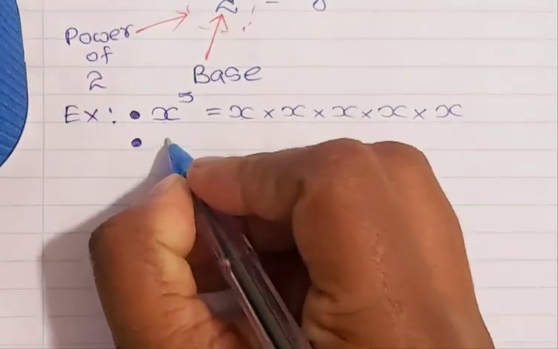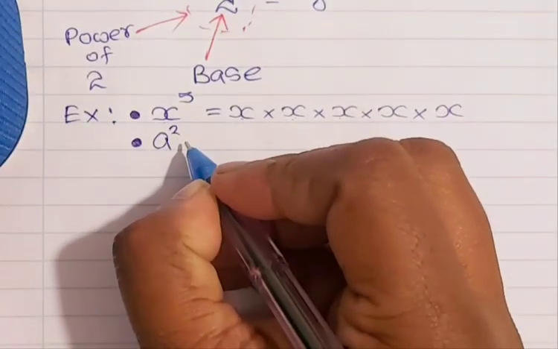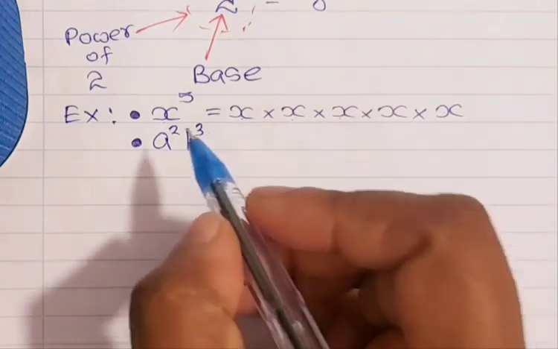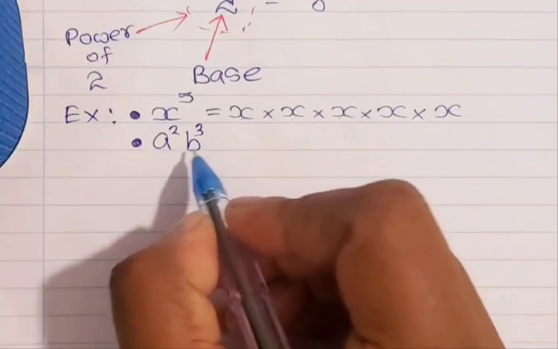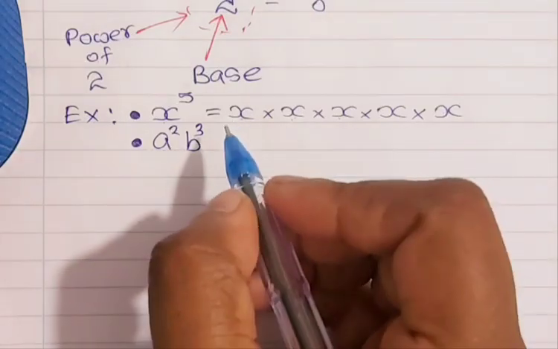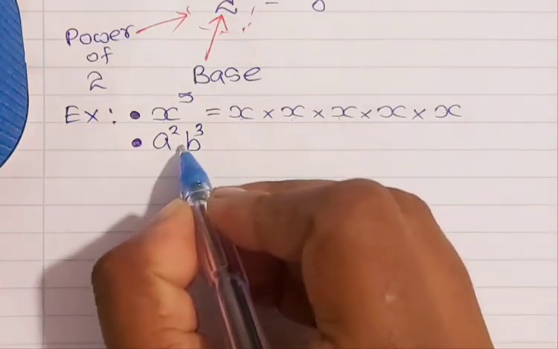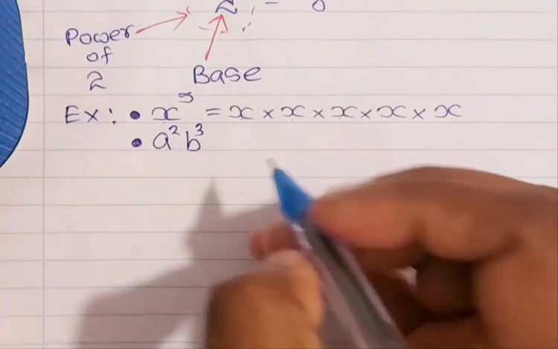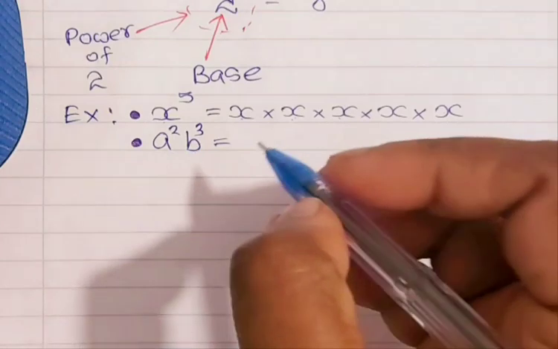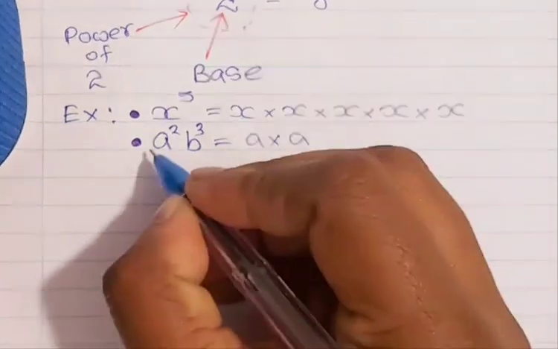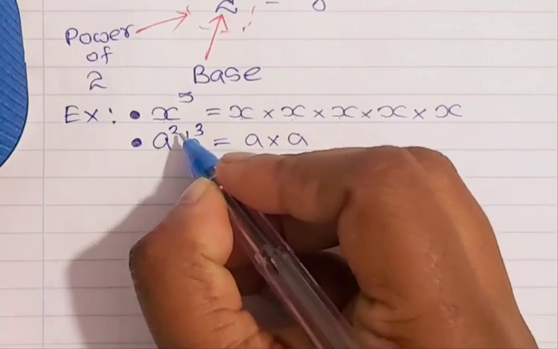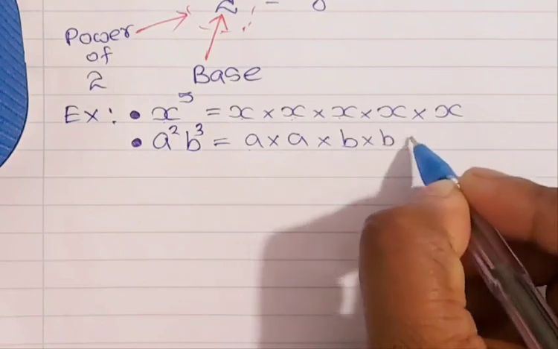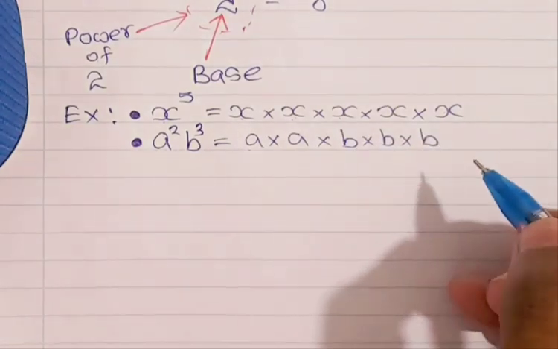If I am taking a to the power 2, b to the power 3, you can see that there is no mathematical operation between these two powers. If there is no operation, it means there is multiplication between those two powers. I can expand these powers: a into a, because there are only two a's, and b to the power 3 means b into b into b. There are 3 b's.